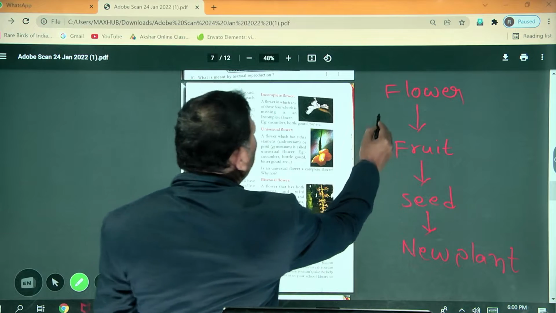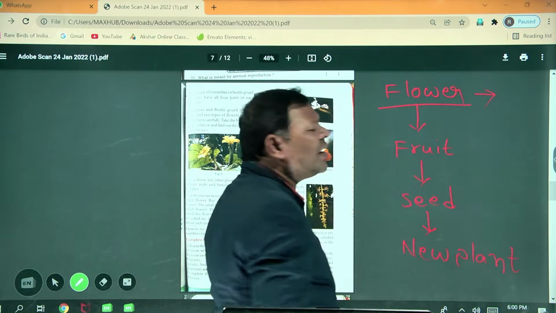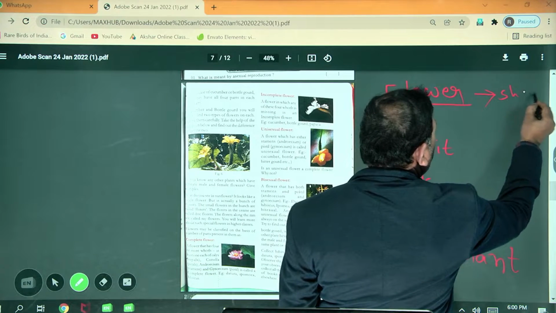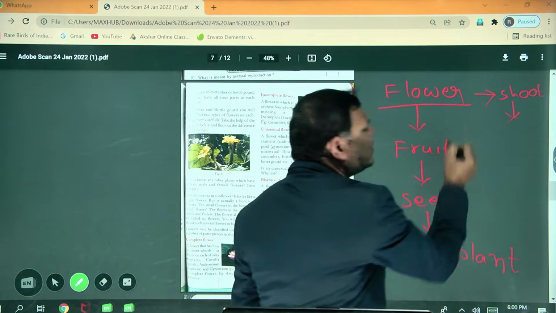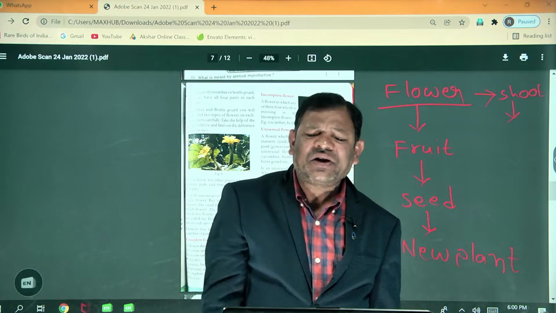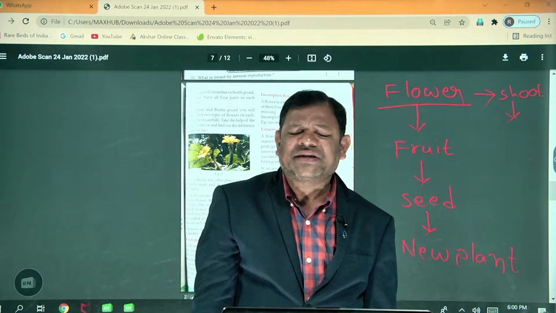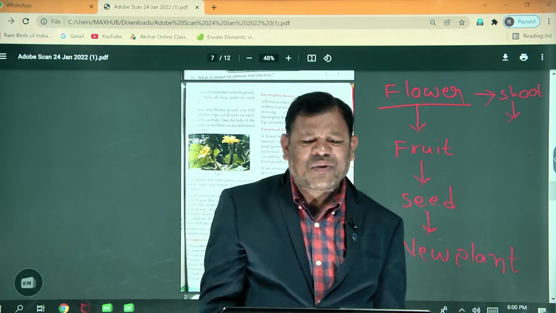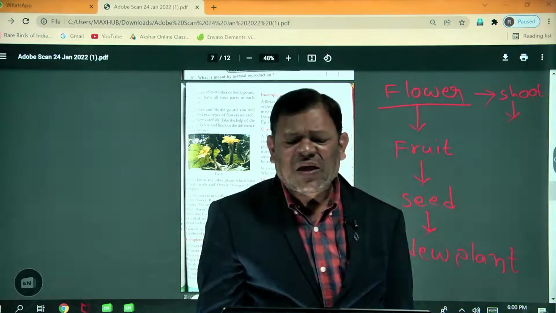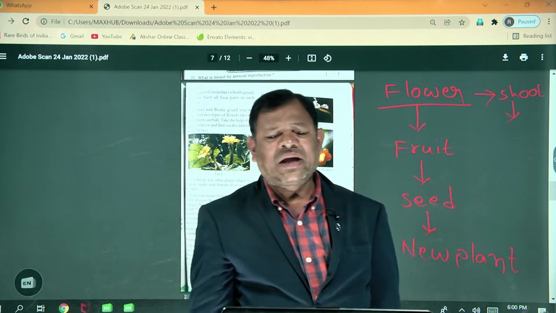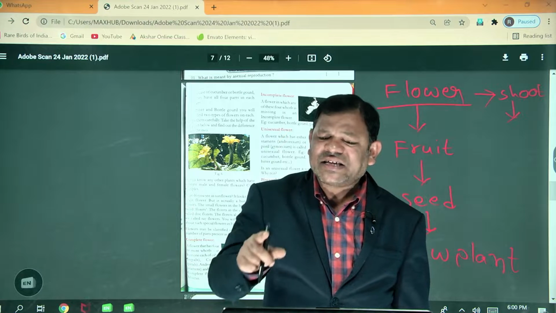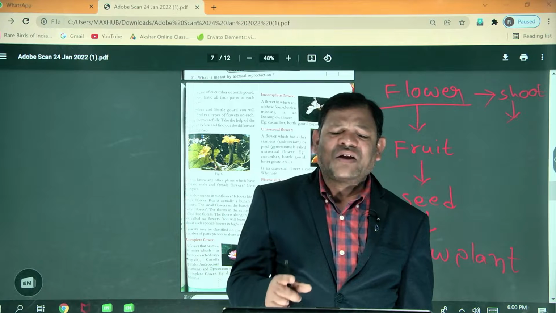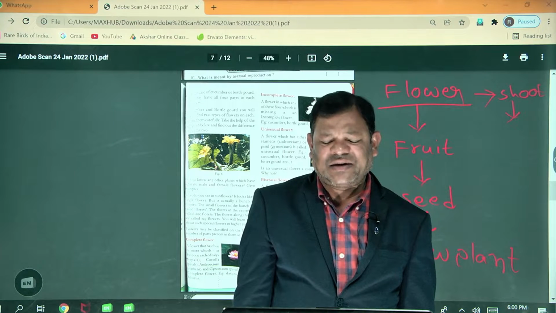Actually, the shoot is modified into the flower. Shoot system, do you know? This shoot is developed into the flower. That flower is turned into the fruit. Fruit is turned into the seed. Seed gives rise to the new plant. So keep in your mind, the sexual part of the plant is the flower. This flower arises from the shoot system.